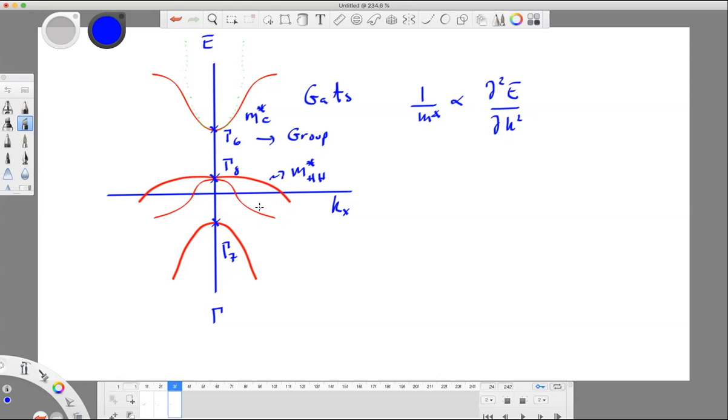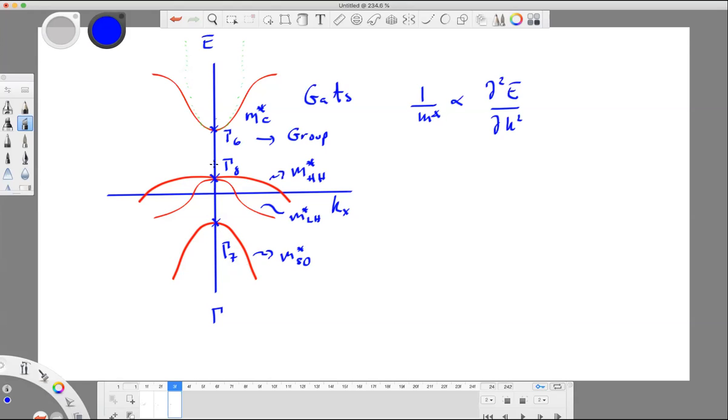Notice that you have a high curvature close to the band edge. So this is going to correspond to a light hole effective mass. And then this is called the split-off band, or the spin-orbit band, and this is going to have its own effective mass.